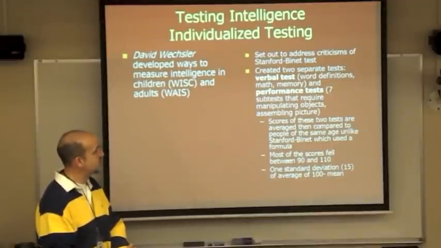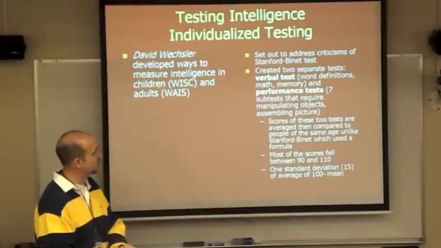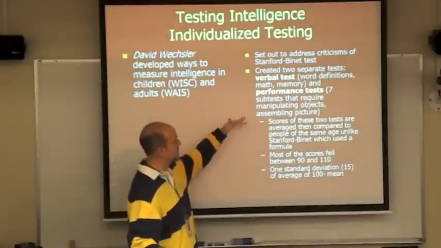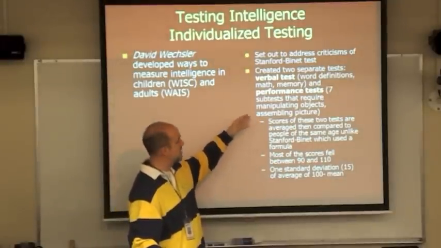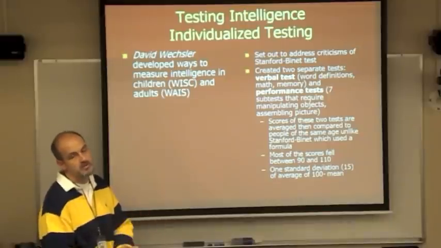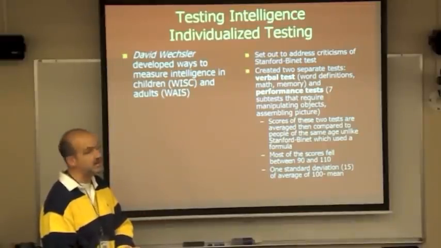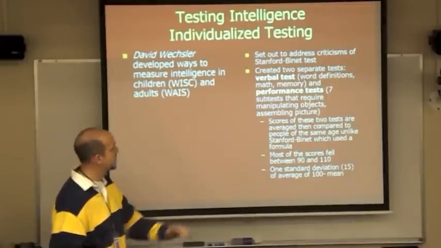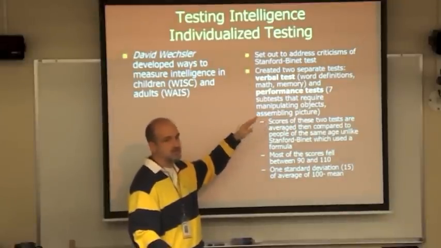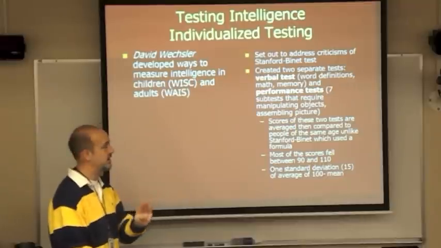Now, he created two separate tests: the verbal test, which included word definitions, math, and memory, and the performance test, which included 7 subtests that required manipulating objects and assembling pictures. So the verbal test, going back to Sternberg's theory, looks at the analytical type of intelligence, whereas the performance test looks at the creative and the practical parts of intelligence. So we found a test that covered all 3 areas.